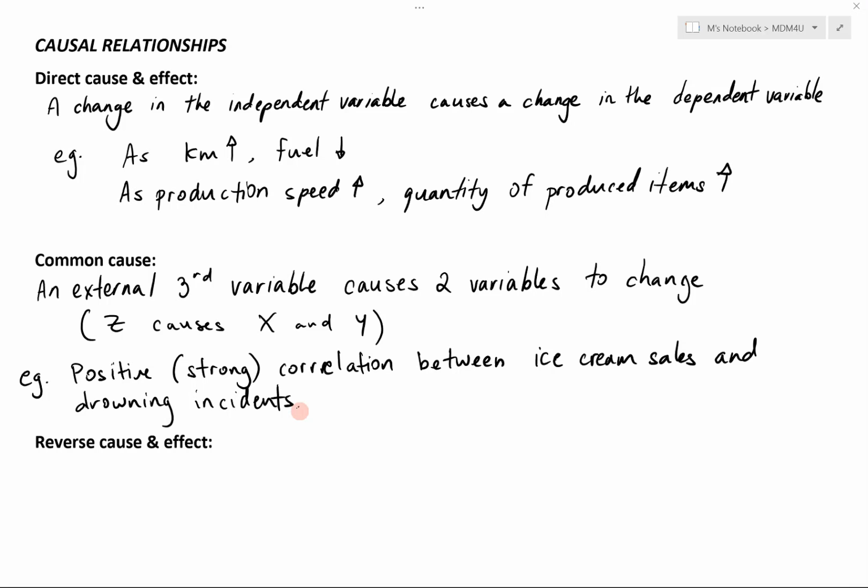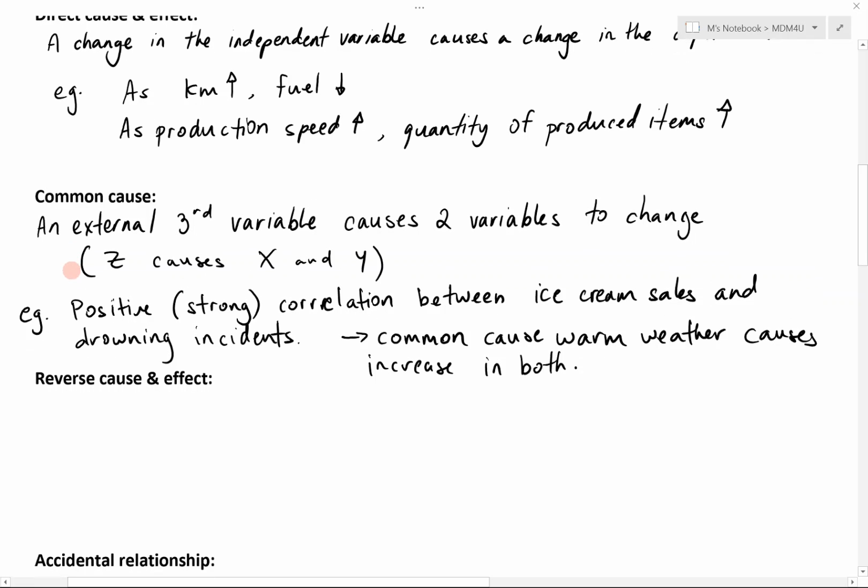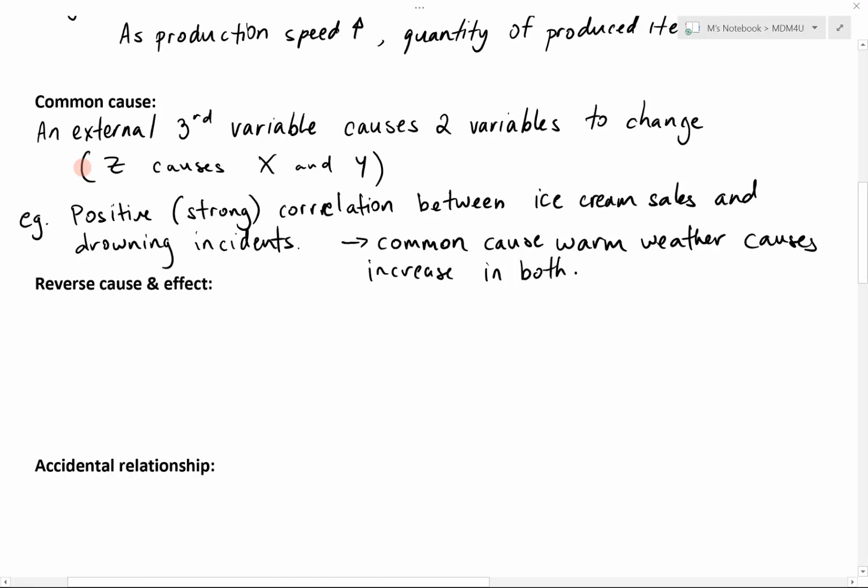But if you think about it more deeply, there's a third variable, and that third variable would be temperature. So what's the common cause? It's going to be the warm weather. So common cause, warm weather causes an increase in both. The hotter the weather, the more ice cream people buy. The hotter the weather, the more people end up going to swimming pools, and coincidentally, more incidents of drowning can happen. So that's common cause.